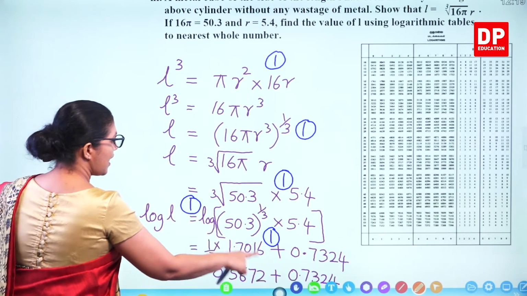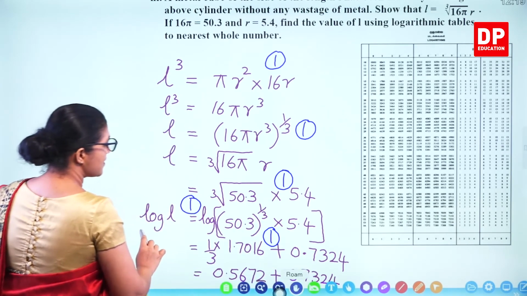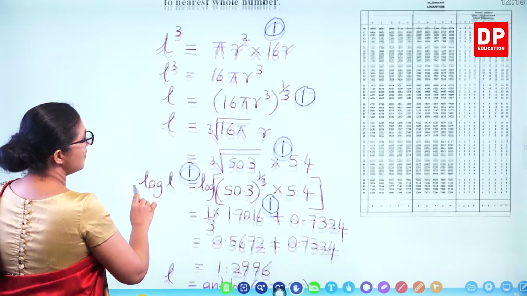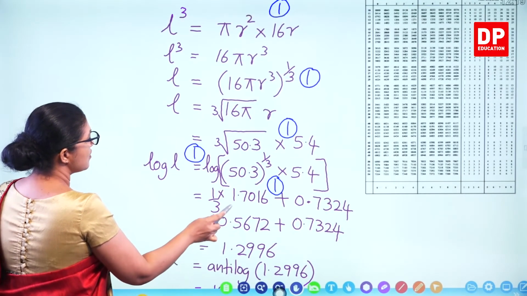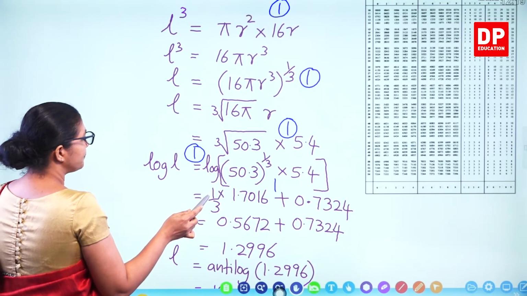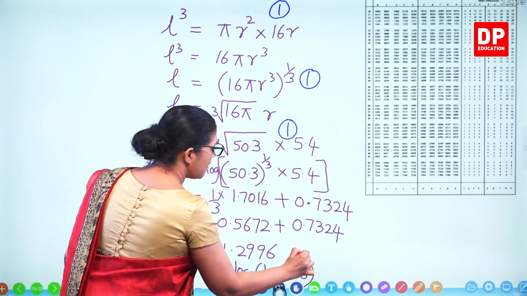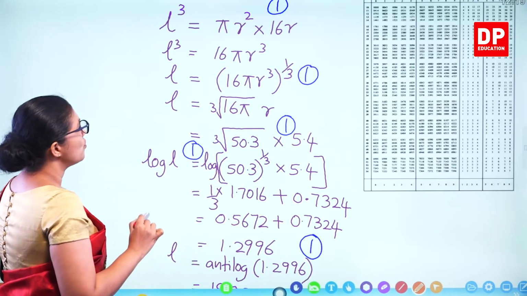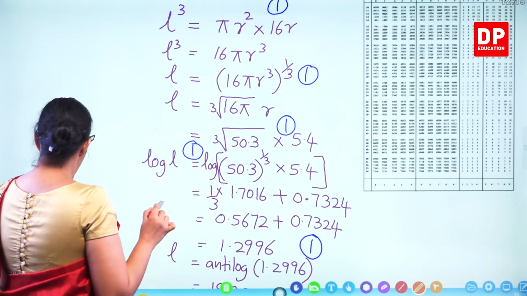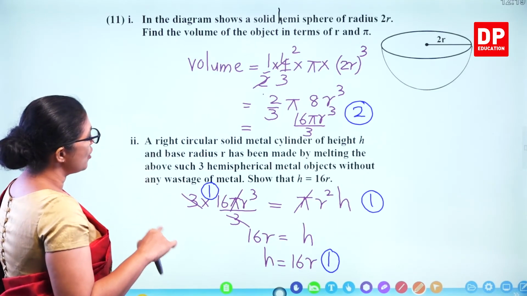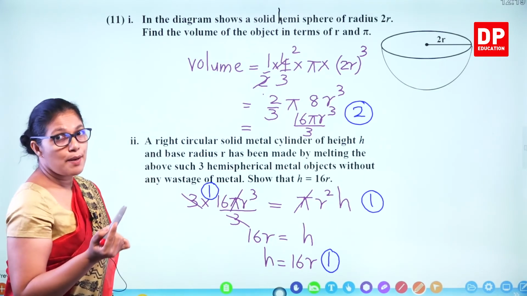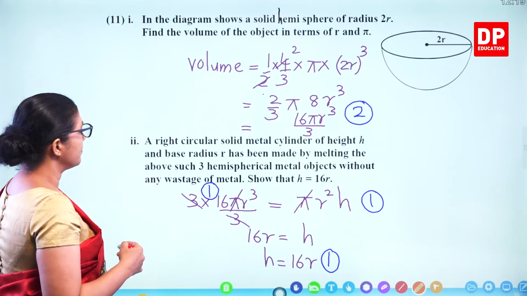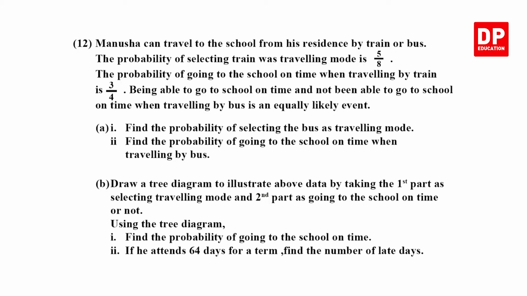And everything, we can give 1 mark for the final answer. We can't give more than that. So we'll erase this one and we'll give 1 mark for this step. 1, 2, 3, 4, 5 here, and in the previous question 1, 2, 3, 4, 5, so 10 marks for the whole question. Now you can try the last question.